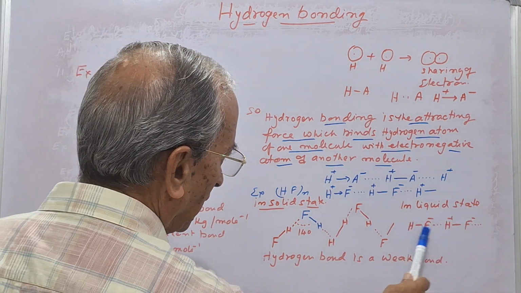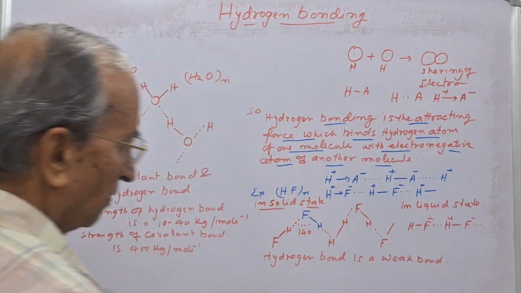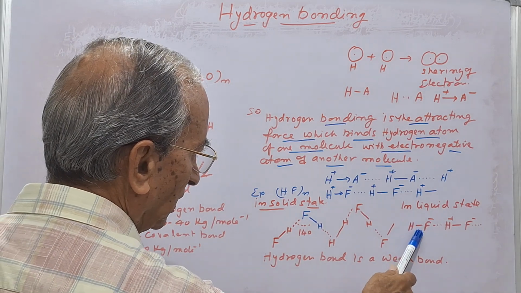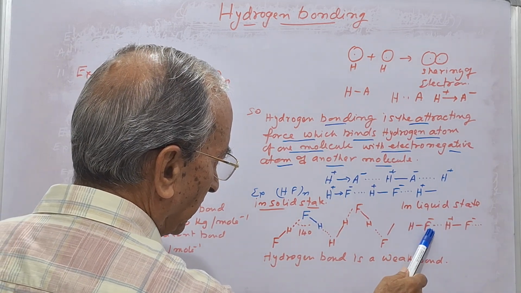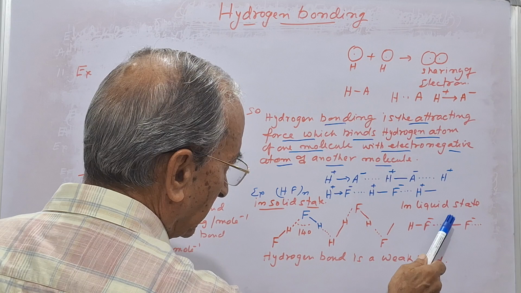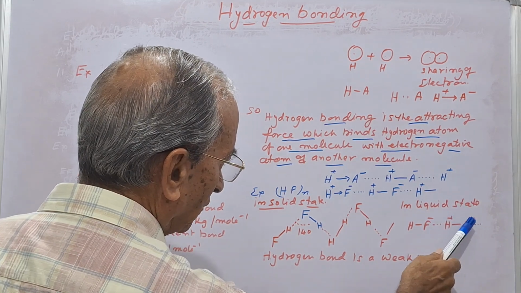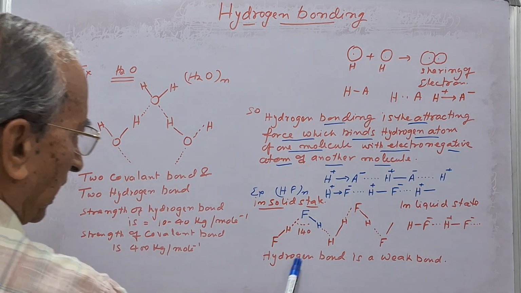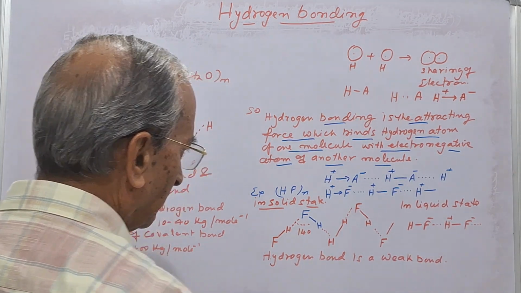In the liquid state it forms a linear formation. That is HF. Here is a covalent bond. Now F becomes electronegative in nature. It attracts another hydrogen atom of the other molecule to form the hydrogen bond. Here the hydrogen bond is a weak bond.